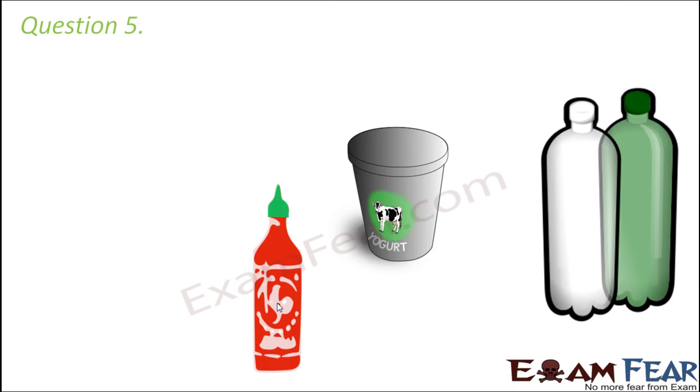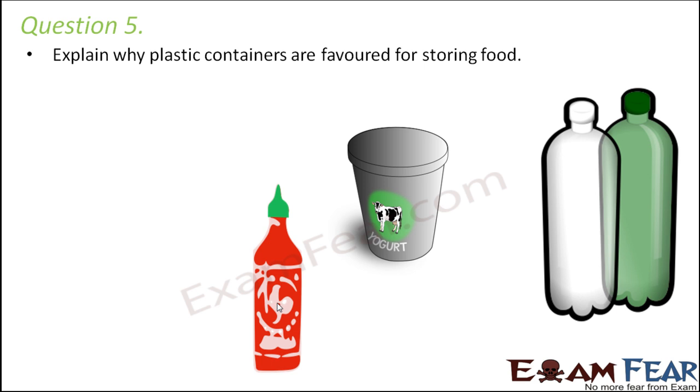Question number 5. Explain why plastic containers are favored for storing food. Now one thing is they are non-reactive. They generally do not react with a lot of things like oxygen or water. They are not very reactive to all of this, and therefore there is no rusting, there is no corrosion of these containers, and they are durable. They stay with you for a long time. So instead of plastic, if you start using metal containers, they will get very easily rusted. So that would not be nice again. You will not be able to use them for a long time.